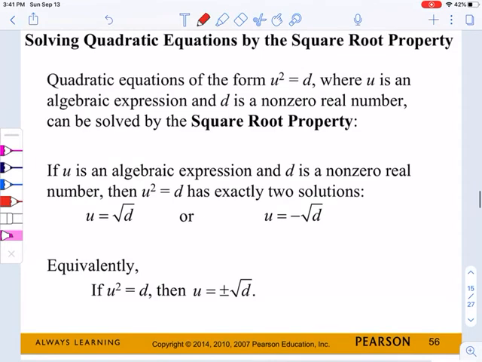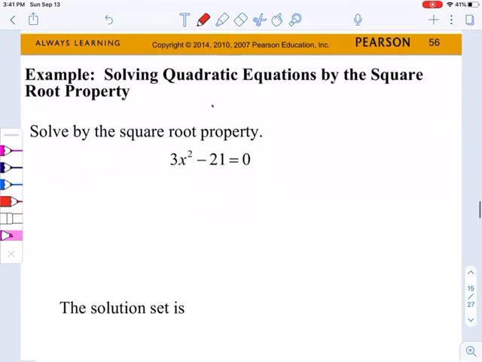So if you have u squared equal to d, to get rid of that squared, you're just taking the square root. But remember, when you're looking for a number times itself, you have the positive version or you have the negative version. Very similar to those absolute values. When we split them into our two problems, we had one as the positive and one as the negative. So it says equivalently, if u squared is equal to d, then u is equal to plus or minus the square root of d. Let's try one.